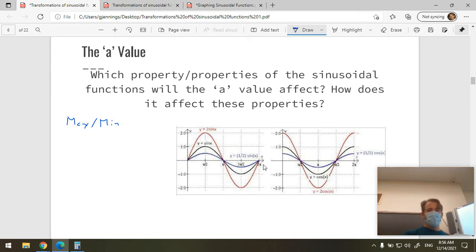And then you also see there 1/2 sine of x. And so that's this shorter one in there. So you see all of these different functions. It's also going to affect, what other values of the function is going to affect? Not just the maximum and minimum, but the amplitude. Yes, that's right, amplitude.